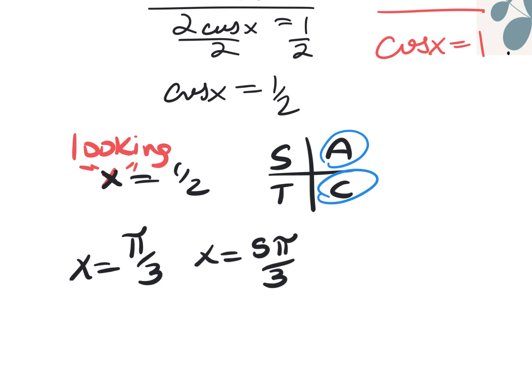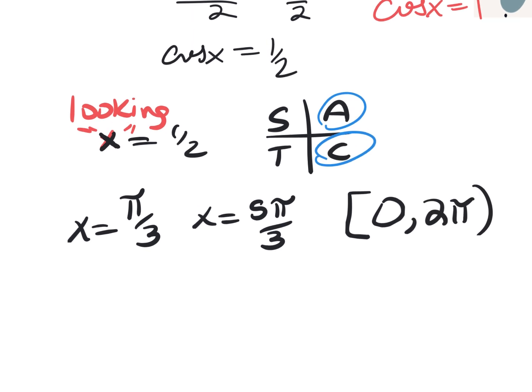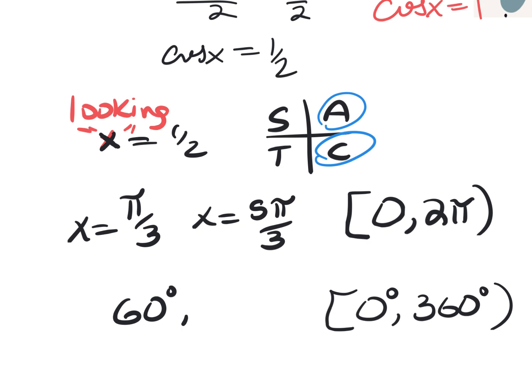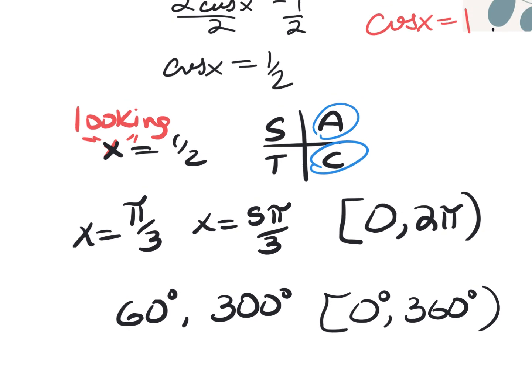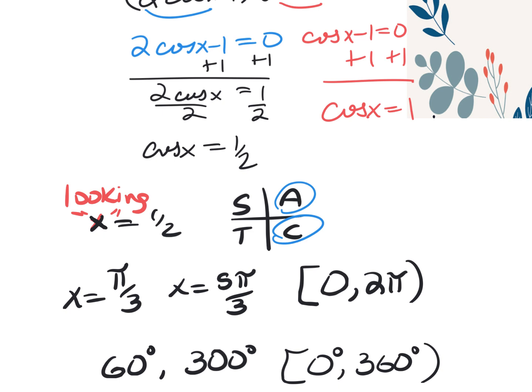So this is if the instructions say, find the value of x from 0 to 2 pi. If it said, find the answer from 0 degrees to 360 degrees, then the answers are going to be 60 degrees and 300 degrees. But that's just for the first one, right? Because my answer includes all of the factors, I now need to do the red one.